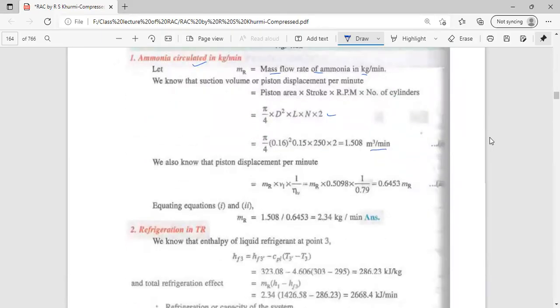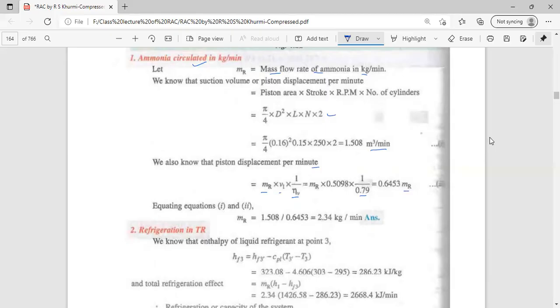We also know that piston displacement per minute is equal to the mass flow rate of the refrigerant MR, the mass flow rate of the ammonia in kg per minute, multiplied by the volume divided by the efficiency itself. Means mass flow per minute multiplied by the volume V1 you have calculated, divided by the efficiency of the compressor, which is given as 0.79, is equal to 0.6453 multiplied by MR itself.